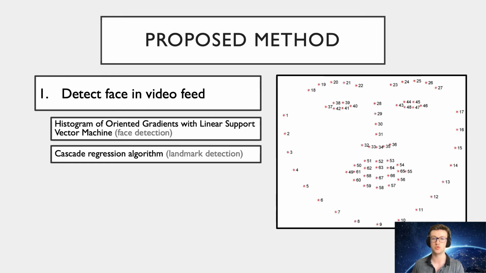Firstly, we needed to detect the position of the face within the video. To find a bounding box for the location of the face, we used a histogram of oriented gradients with a linear SVM. We then used a cascade regression algorithm to position 68 landmarks within the face. The landmarks that we used were taken from the iBUG 300 Faces in the Wild challenge, and the landmarks are shown on this slide on the right.